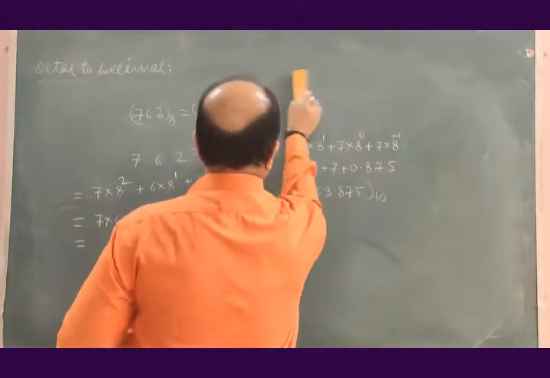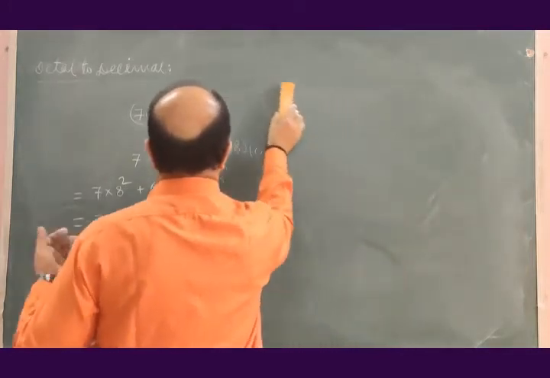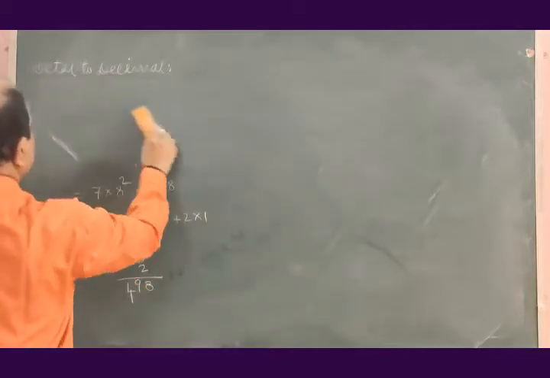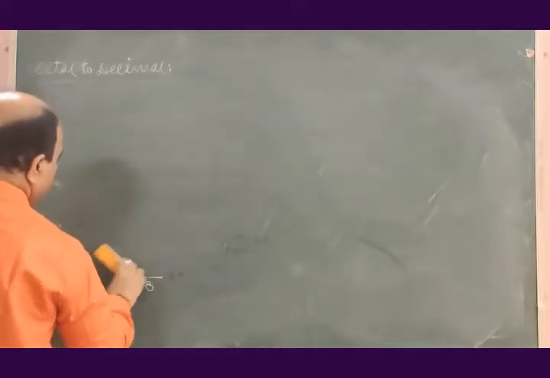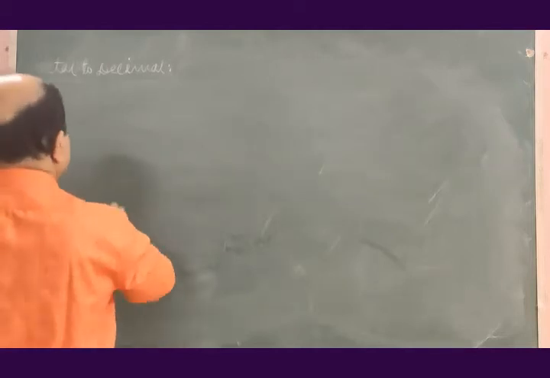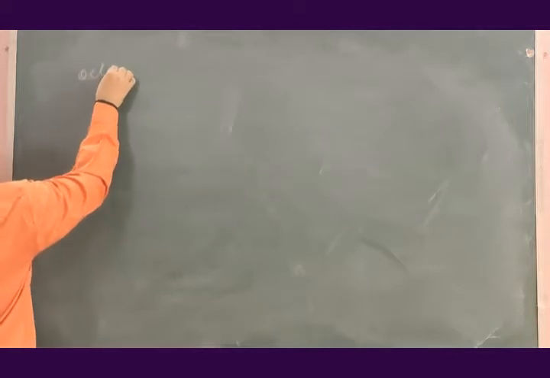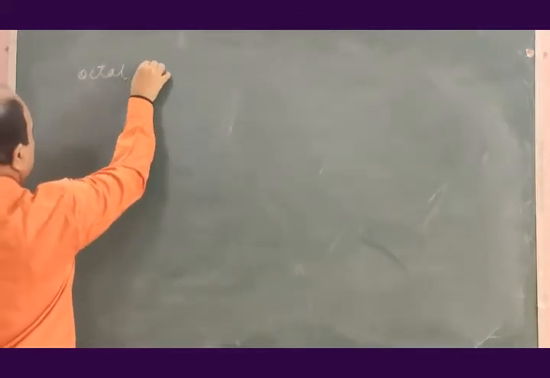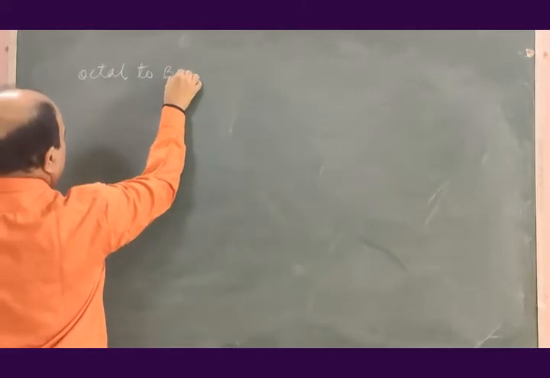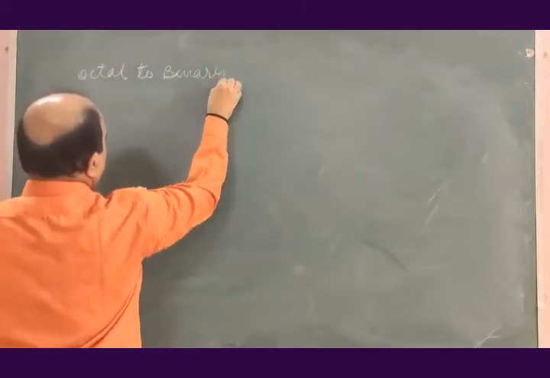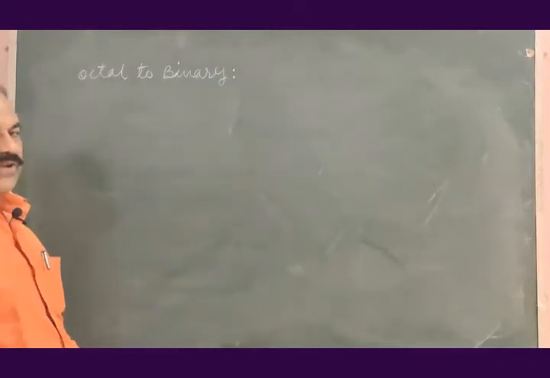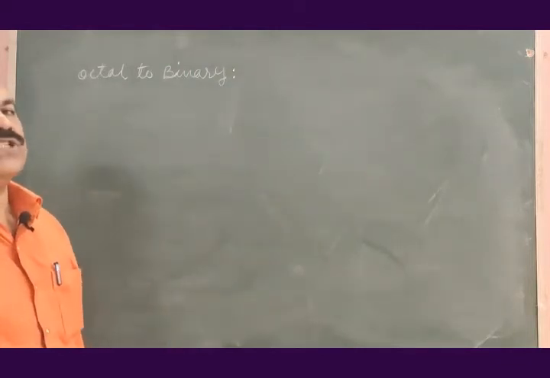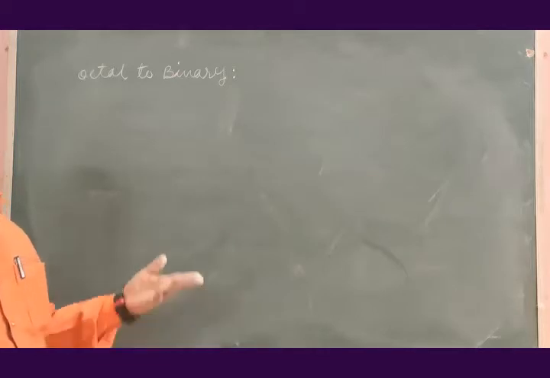And the next method is octal to binary conversion. You are given numbers in octal, you have to convert this to binary. Let us see how to convert.